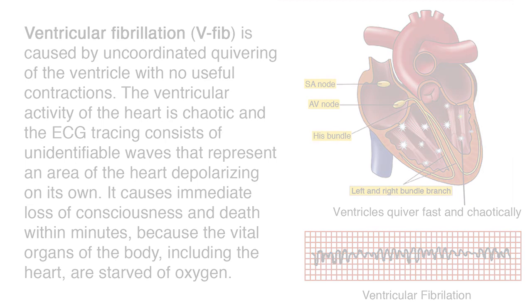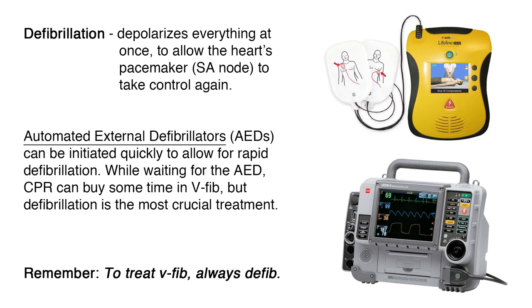are starved of oxygen. The only way to stop fibrillation is with external electrical stimulation, or defibrillation, which must be performed immediately. Defibrillation depolarizes everything at once to allow the heart's pacemaker, the SA node, to take control of the conduction system again. Automated external defibrillators, or AEDs, can be initiated quickly to allow for rapid defibrillation. While waiting for the AED, CPR can buy some time in VFib, but defibrillation is the most crucial treatment. Remember, to treat VFib, always defib.